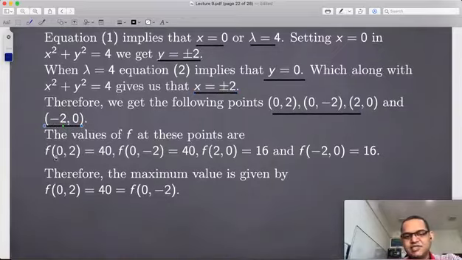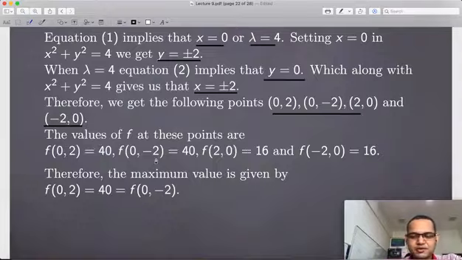Okay, and then you just evaluate your function at all these 4 points. So you see that at the points (0, 2) and (0, -2), the value is 40, and the value is 16 at the other 2 points. So the maximum is at these 2 points.